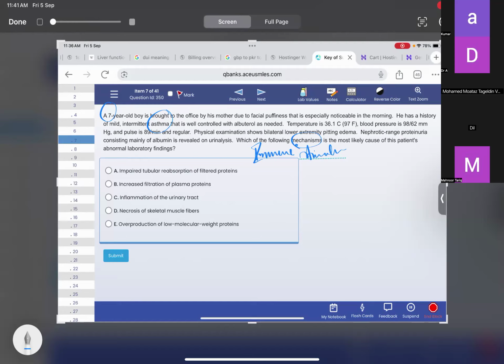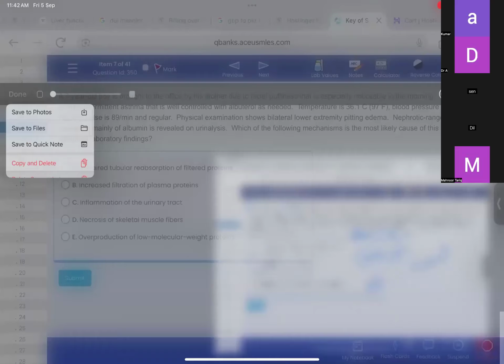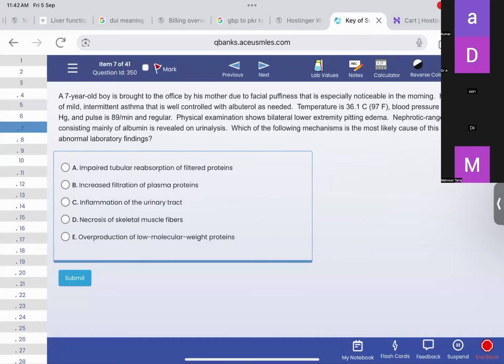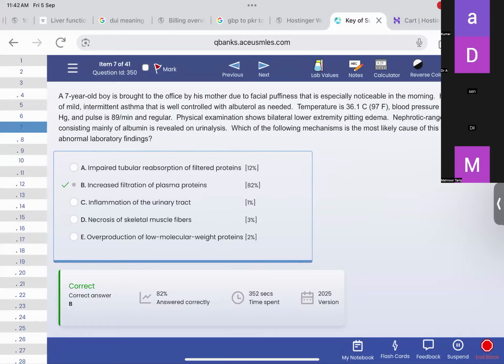What will happen when the podocytes are effaced? The podocyte proteins, albumin, proteins will leak. Okay, so we have increased filtration of plasma proteins. Yeah, and what about the other options? Just quickly go through them.